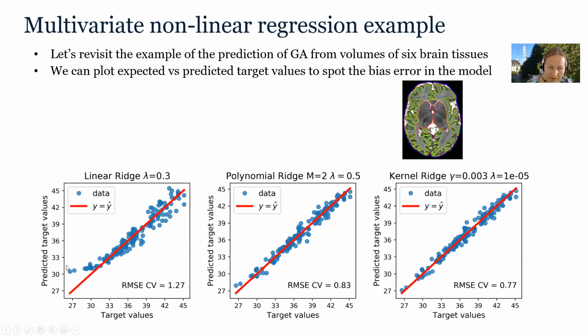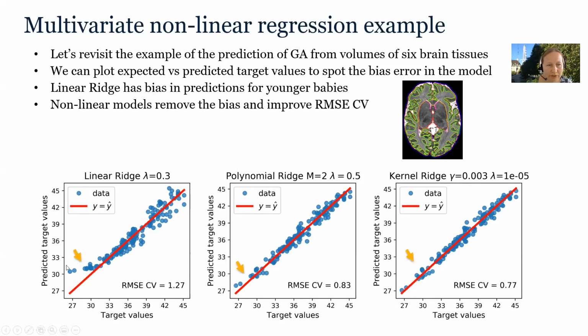And if we apply a nonlinear model instead, this bias is removed and the root mean square error with cross-validation is improved. And the best performance is for kernel ridge. We have a cross-validated root mean square error of 0.77 weeks, which is by far the best we obtained.